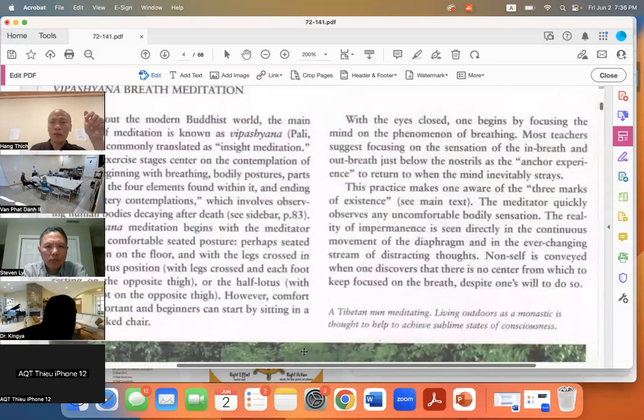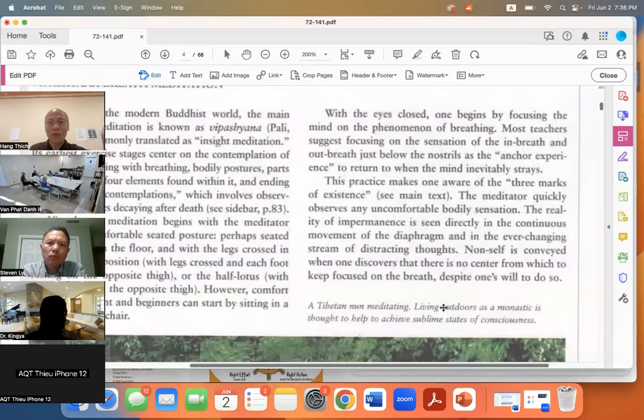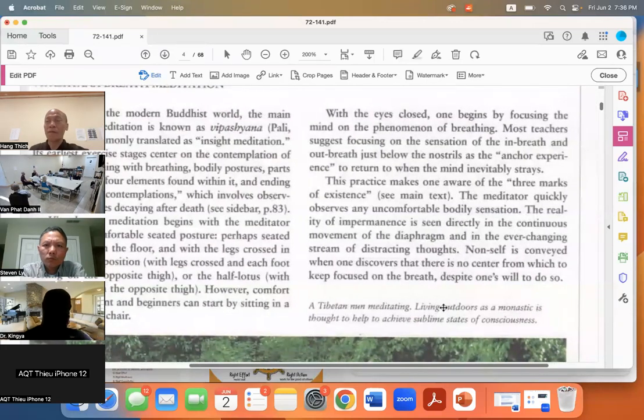Would you like to read, please? With the eyes closed, one begins by focusing the mind on the phenomena of breathing. Most teachers suggest focusing on the sensation of the in-breath and out-breath just below the nostrils as the anchor experience to return to when the mind inevitably strays.